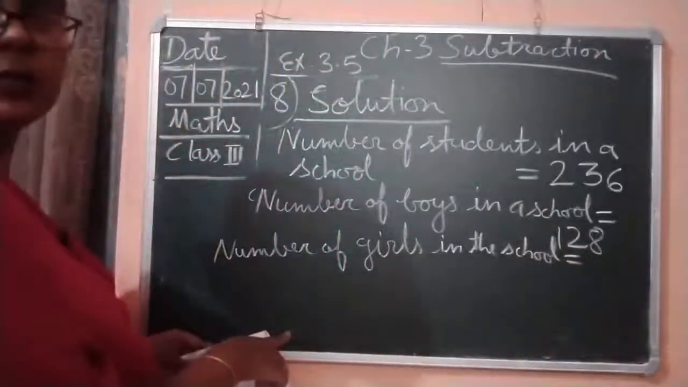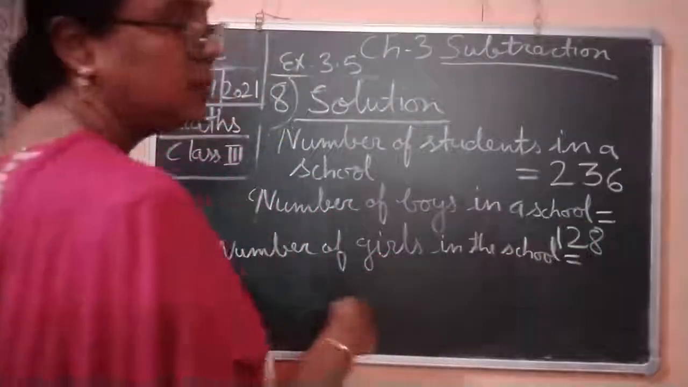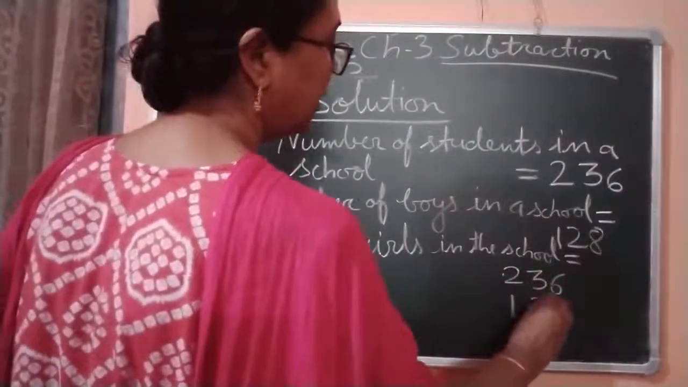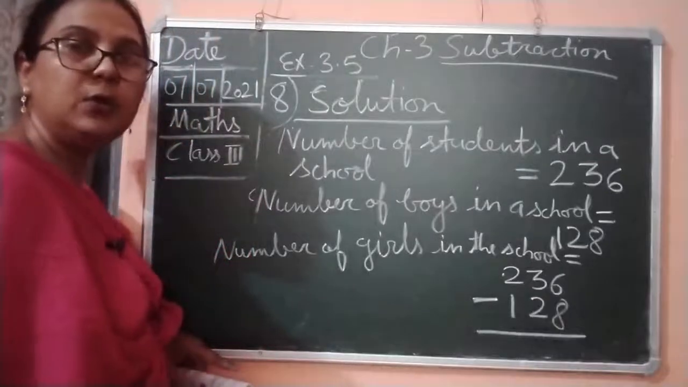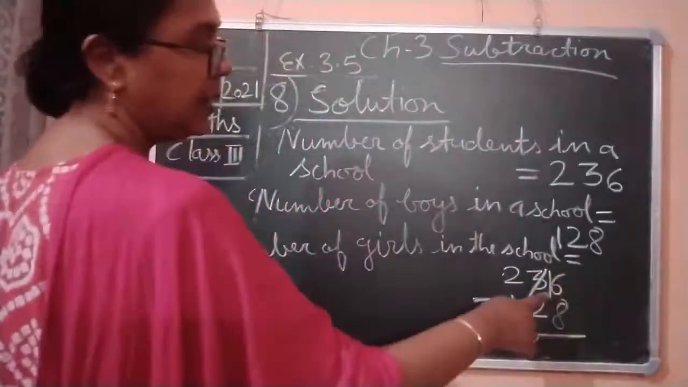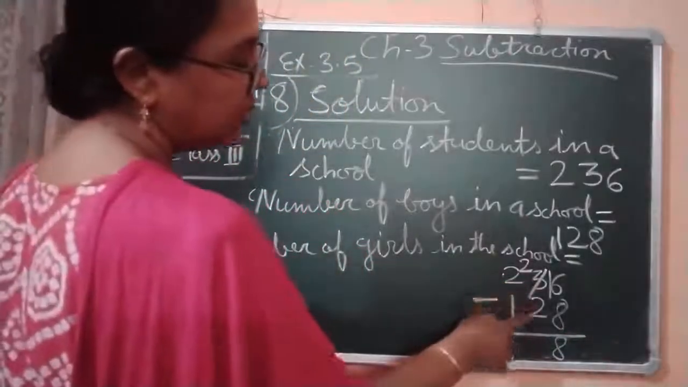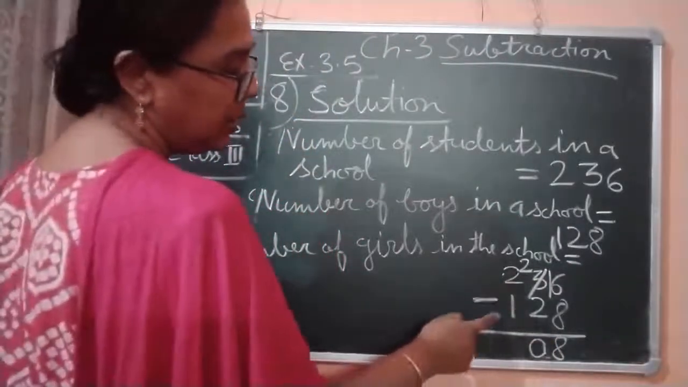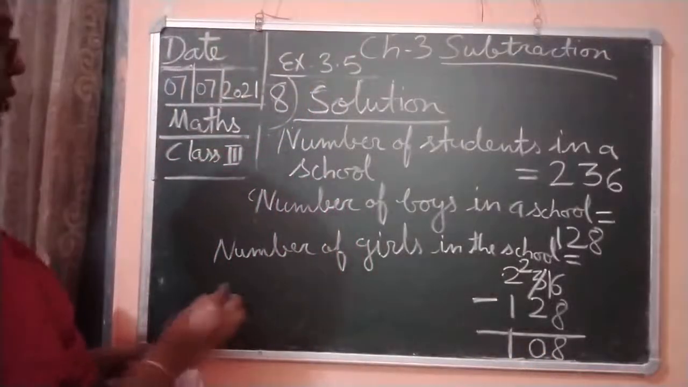For this we have to subtract first. What are we going to subtract? Total number of students and the number of boys. So now we will subtract 236 minus 128. Here 6 is a smaller number, as you all know, children. So we will ask help from the tens column. Tens will give 10, so it will become 16. Now 2 is left. So 16 minus 8 is 8. Again 2 and 1 is there, so 2 minus 2 is 0. Now 1 is left. So this is 108. So how many girls are there in the school? We will write the answer.